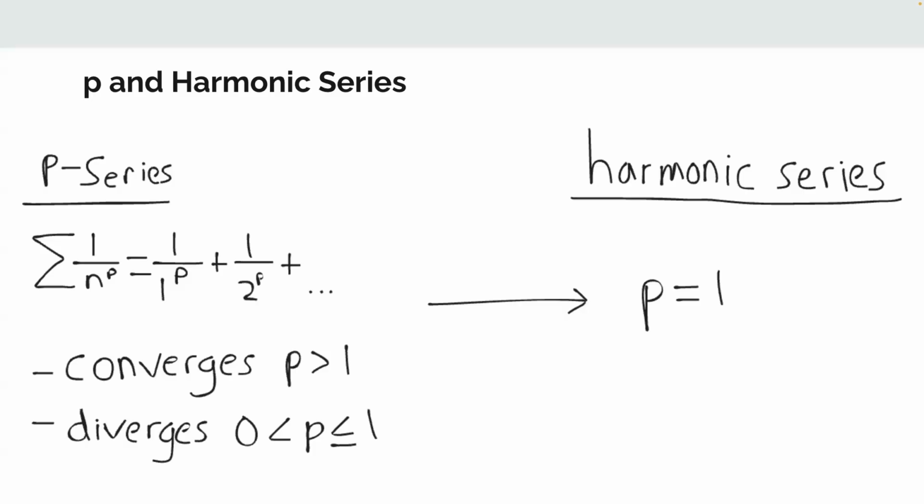Otherwise, if P is less than 0, then it's not going to be a pure P series anymore, because 1 over 2 to the negative 1 is just 2. And a harmonic series is a special type of P series. Whenever P is equal to 1, that's the harmonic series.